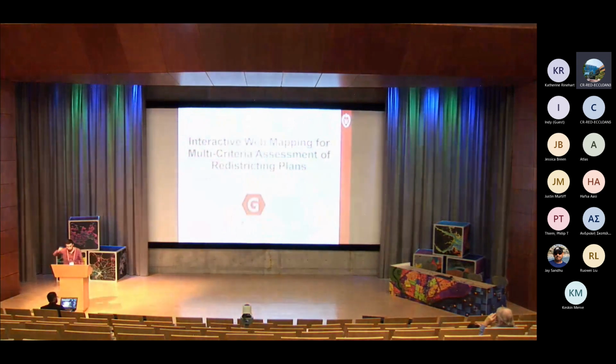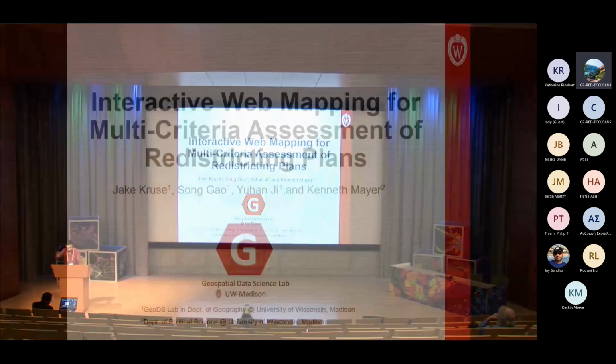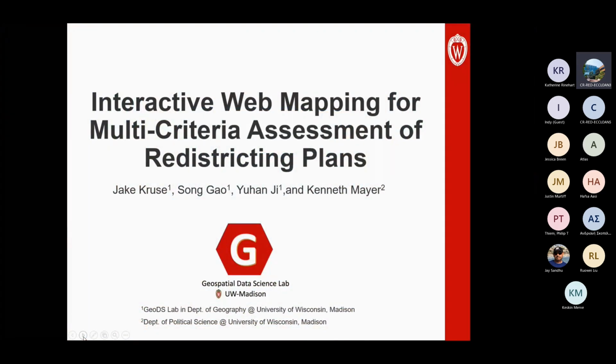So thank you. All right, so today I'm hoping to share a little bit about our recent project. It's an ongoing project, so I would love feedback from everybody. The title is Interactive Web Mapping for Multi-Criteria Assessment of Redistricting Plans. I'm going to start with the more redistricting science side, and then we're going to go into a cartography aspect later that's more of an educational component.